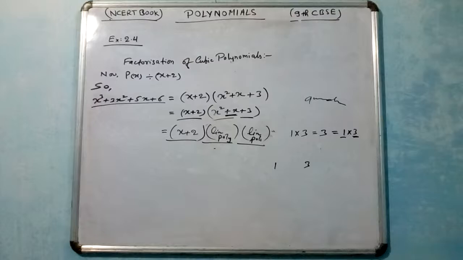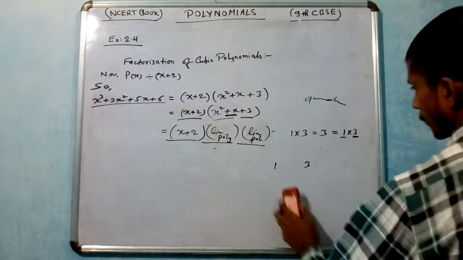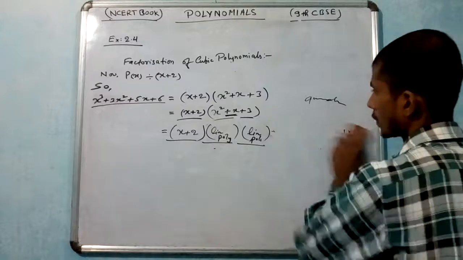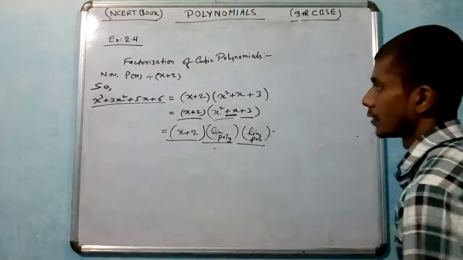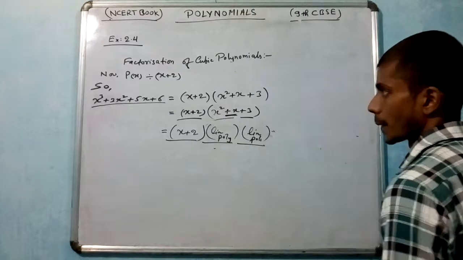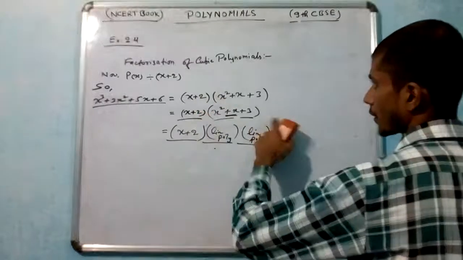Now come to exercise 2.4, the fifth one. We cannot proceed further, no? We do not have enough formulas for the 9th standard, so we will stop here itself, because we cannot split the middle term from the given procedure. So just copy it, we will stop here itself. Fine.